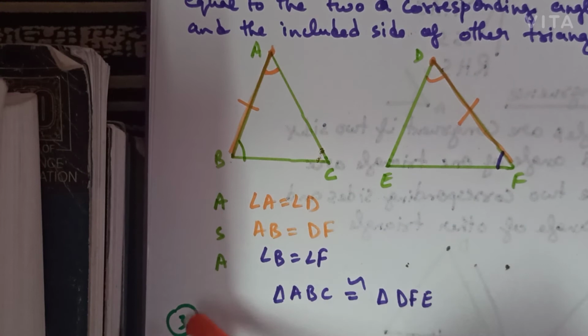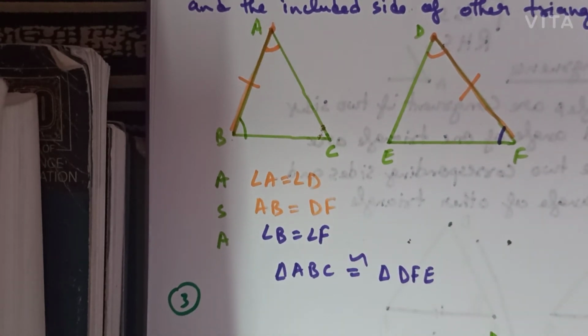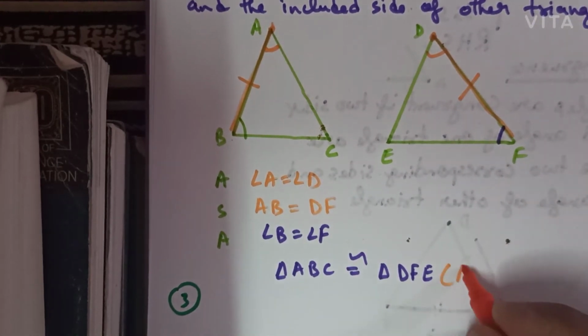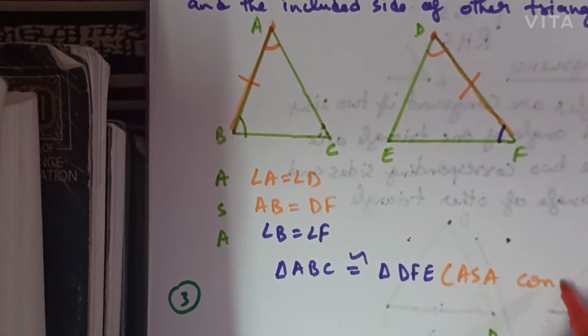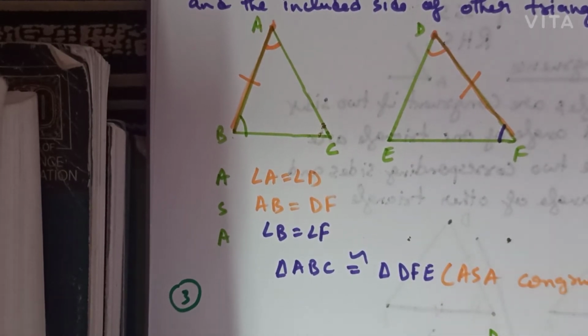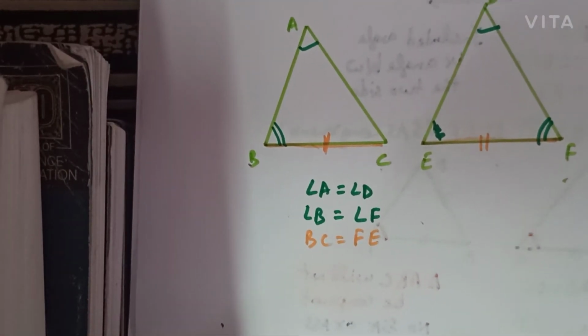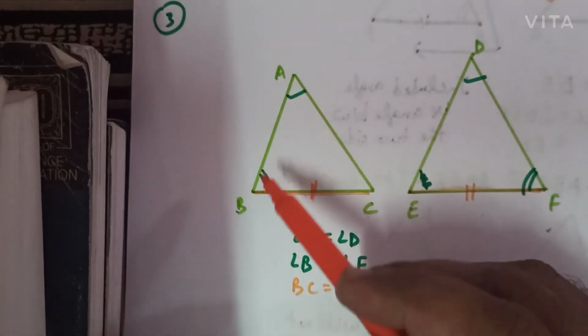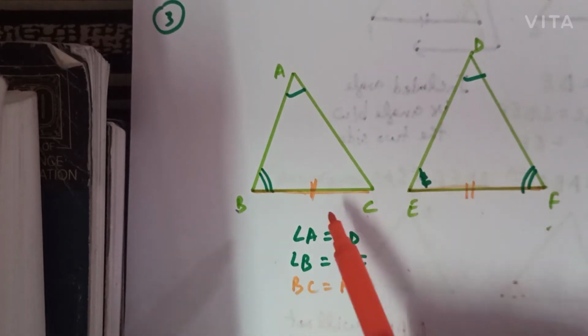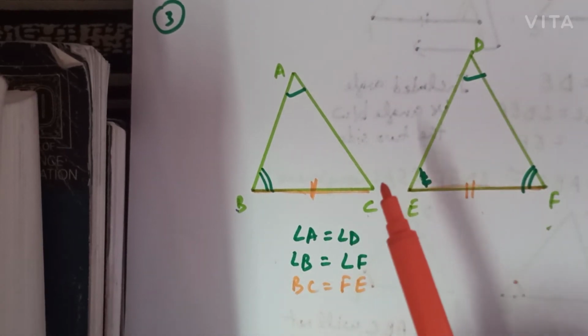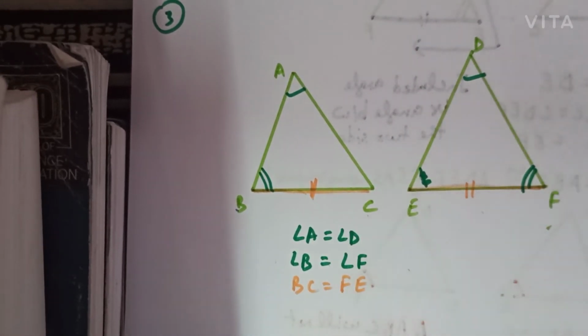So by angle side angle congruence, these two triangles were congruent. By angle side angle congruence, triangle ABC is congruent to triangle DFE. But here the two triangles we are having, two angles are equal and one side is equal. Same situation, but the difference is that in the above example the included side was equal, and in this example the side which is equal is not the included side.